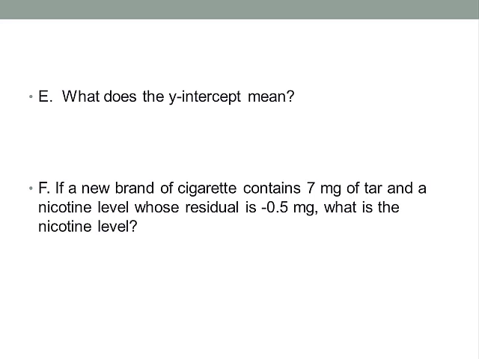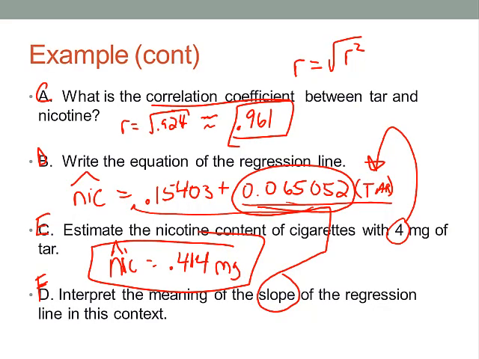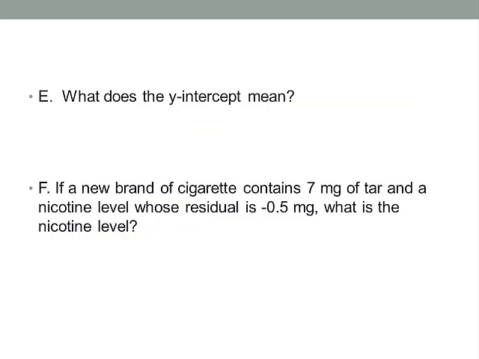So the y-intercept is that value right here. The y-intercept occurs when there's zero tar. So the y-intercept would just mean that the model predicts that a cigarette with zero tar, or no tar, would have 0.154 milligrams of nicotine. I won't write that down. You can get that, I think.